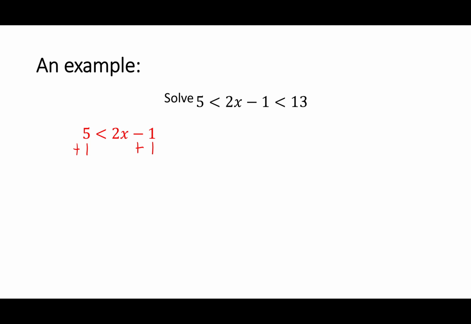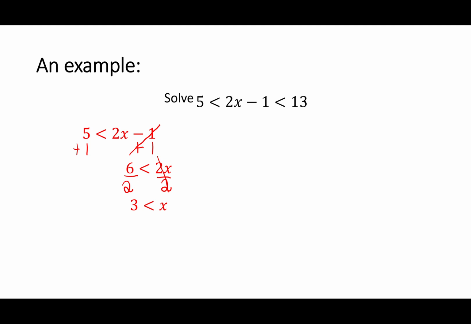5 plus 1 leaves us with 6, which is less than 2x, and the ones on the other side cancel out. I now want to solve for x, so I divide both sides of the equation by the value that x is times by, i.e. divide both sides by 2. This leaves us with 3 is less than x.